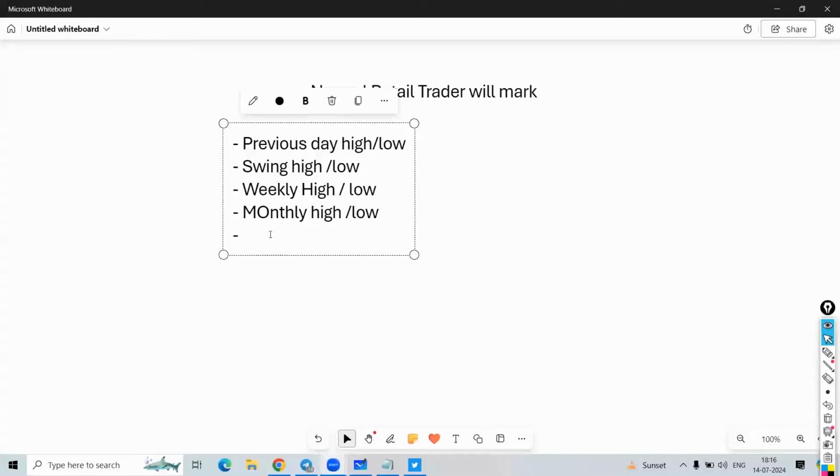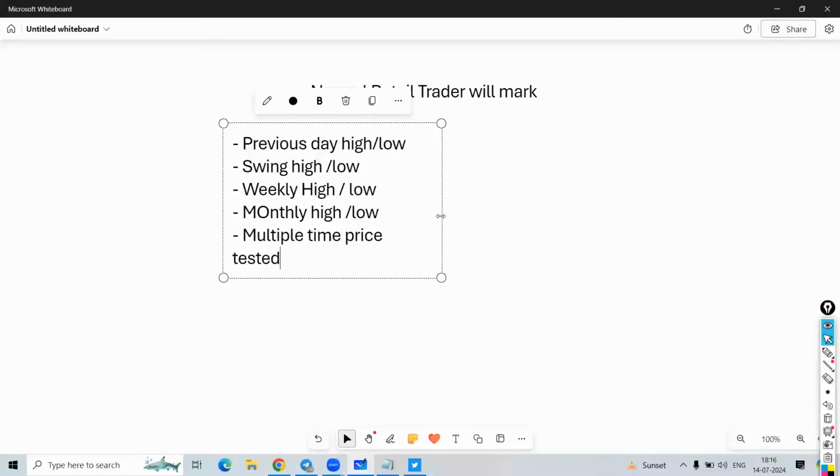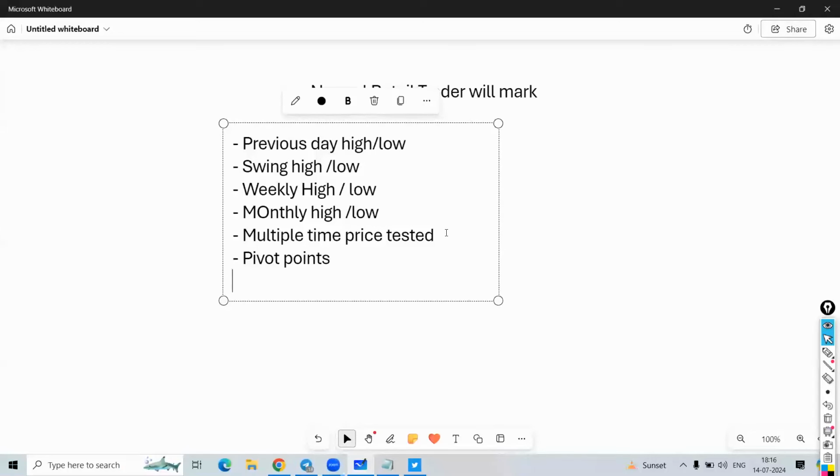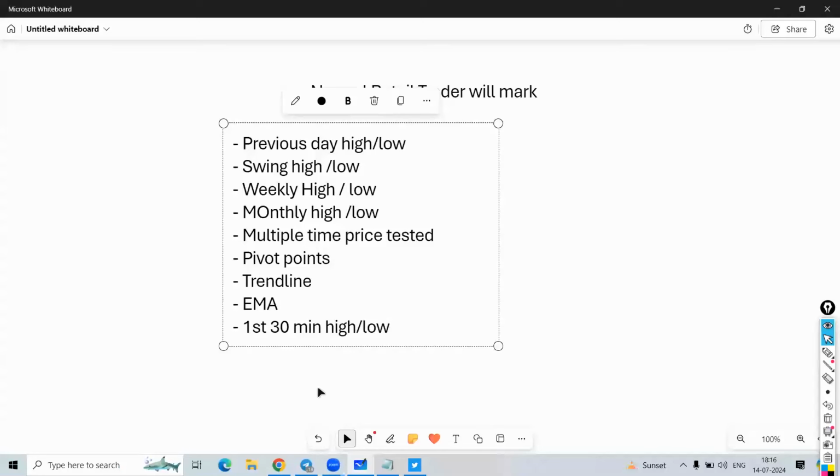Multiple time price touched. Okay. Tested level. Okay. And what else? He or she can use pivots, VWAP, EMA, trend line. Yeah, fantastic. Trend line. Good to know traders are interactive here. First 30 minutes high, low. Okay, yes, psychological levels.